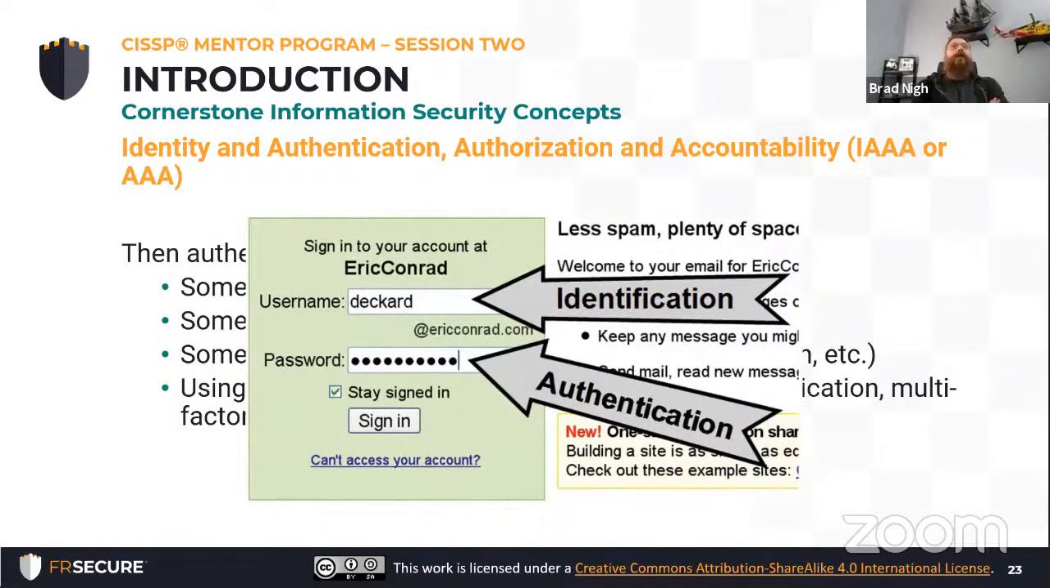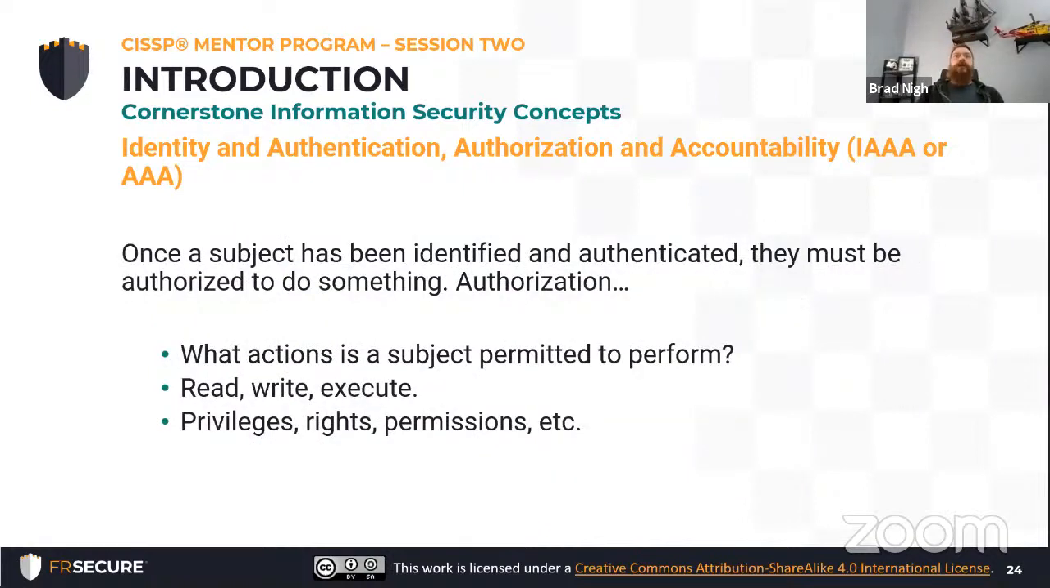All right, so identification, authentication, authorization, and accountability. Again, this is out of the book. You've got your username, that's your identification. Your password is your authentication: here's who I am, and here's how I'm proving to you this is who I am. And then you have authorization. What is that? It's what the person is allowed to do. Can they read, write, execute, modify, delete, whatever it might be? These are your privileges, your rights, the permissions, all those types of things.